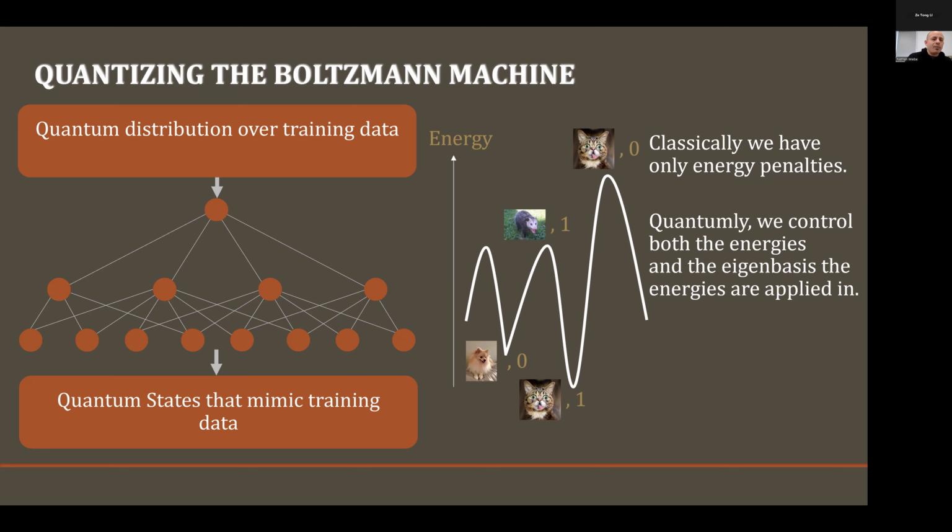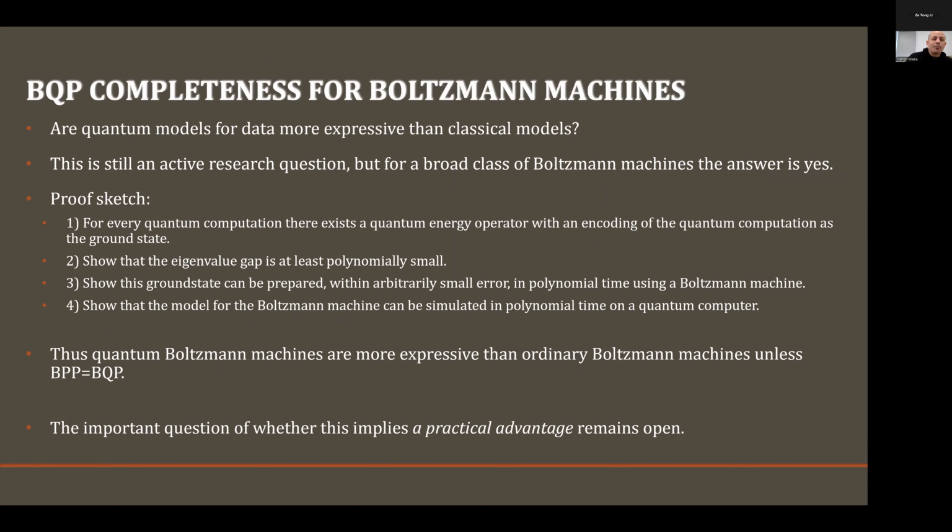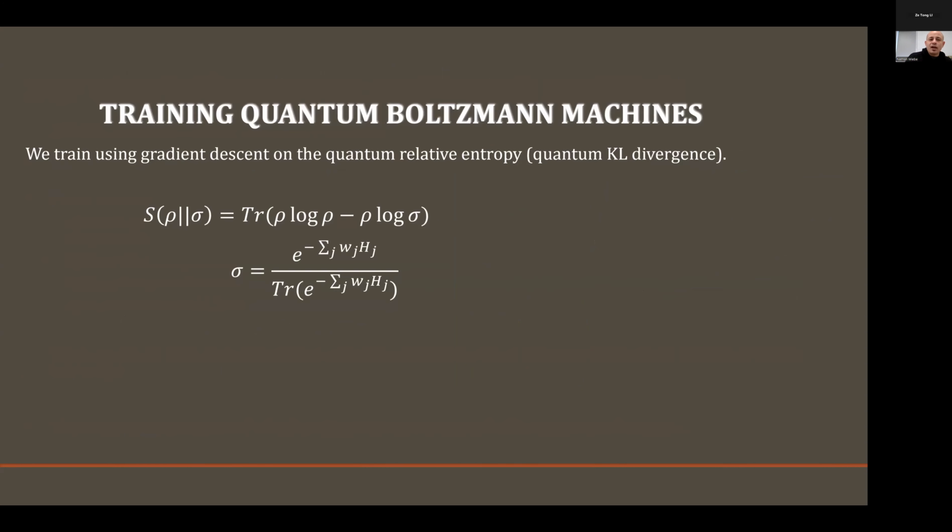Okay, another thing, which I don't have as much time to get into, is the question of whether or not Boltzmann machines are more expressive. In some sense they are, because you can prove BQP completeness for them. The way this works is you can embed the clock state into a low temperature thermal state for a Boltzmann machine and bootstrap from that. But the training process we look at is essentially gradient descent on the quantum relative entropy, which is a kind of statistical distance between two quantum distributions, given by the following.